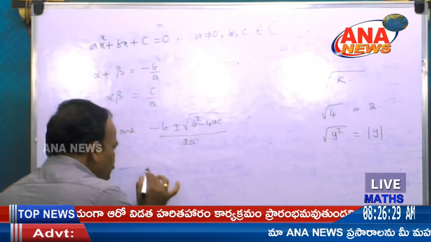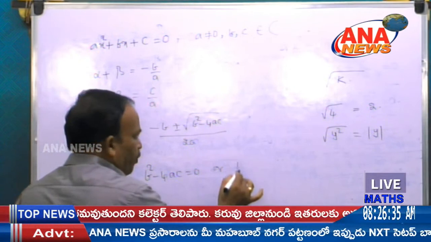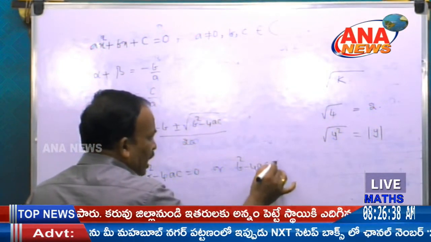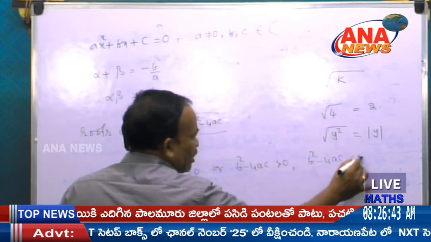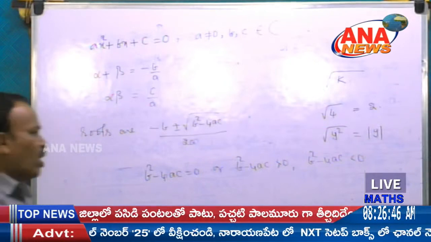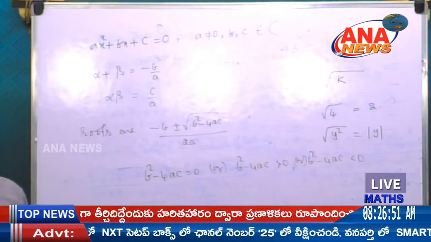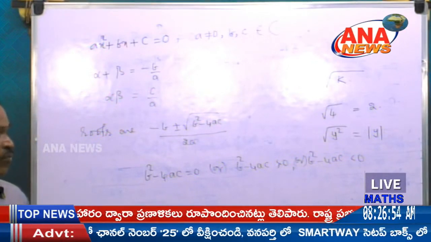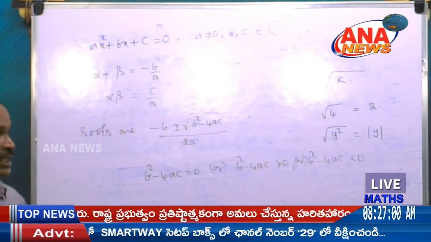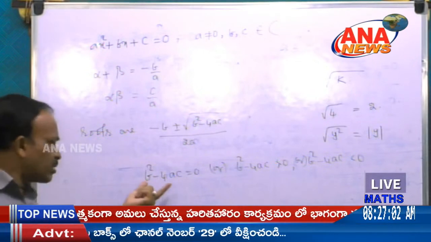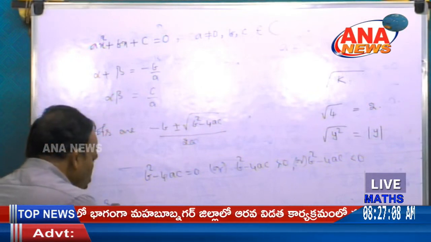Three different cases. What are they? One is b square minus 4ac equal to 0. Another case is b square minus 4ac greater than 0. And the third case is b square minus 4ac less than 0. If b square minus 4ac is equal to 0, what are the roots?